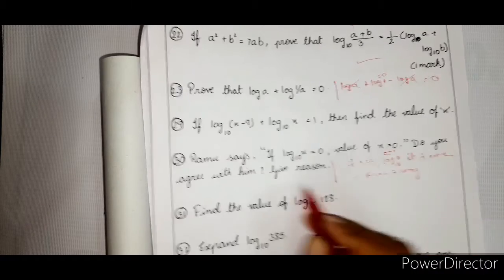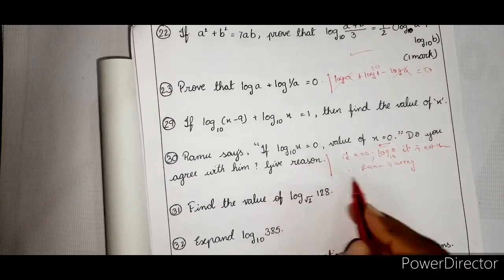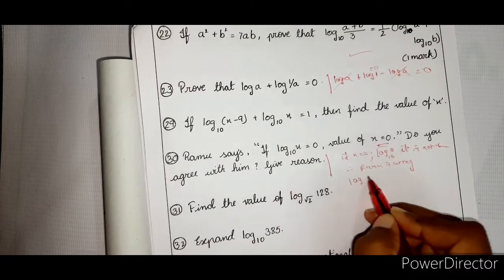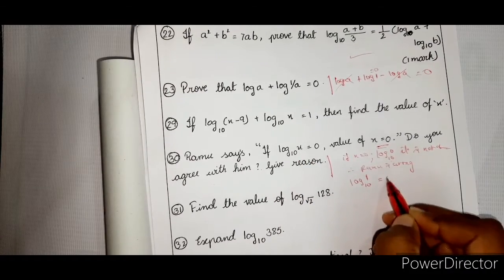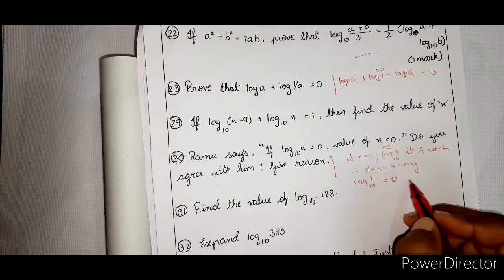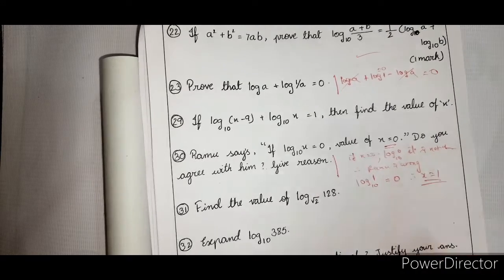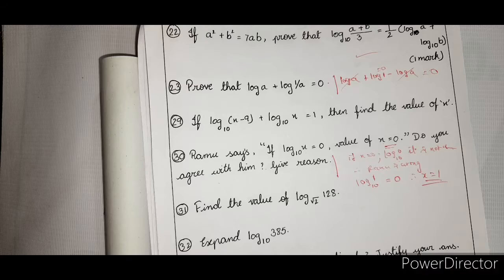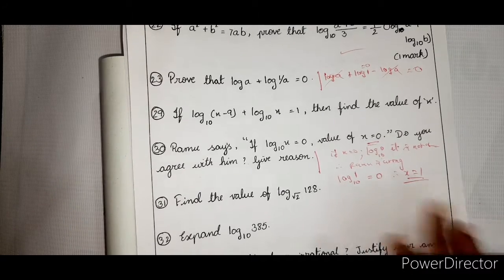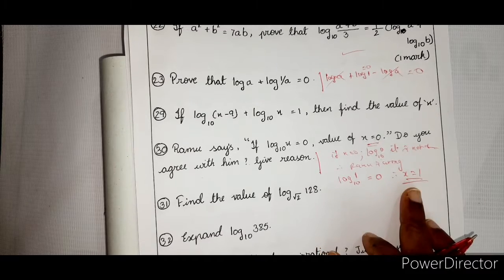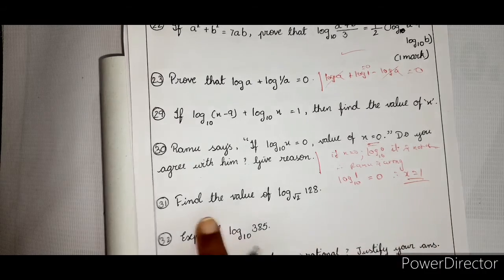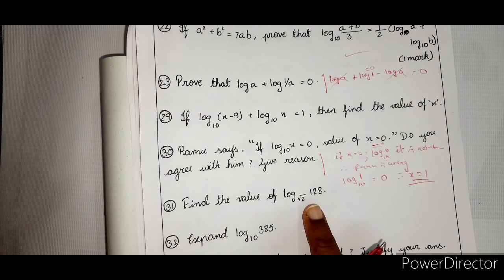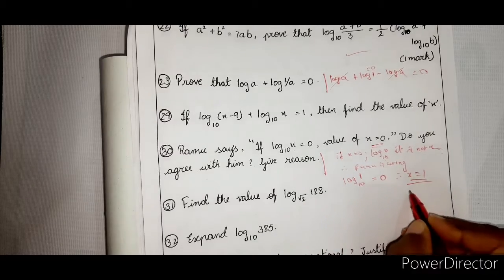So, what's the right answer? Giving the reason here: log 1 to any base is equal to 0. Therefore, x is equal to 1. That is how you have to write the reason as well as the correct answer also. Right. Now find the value of this one. All these are objective questions only.